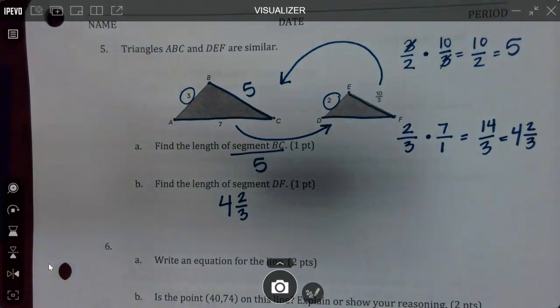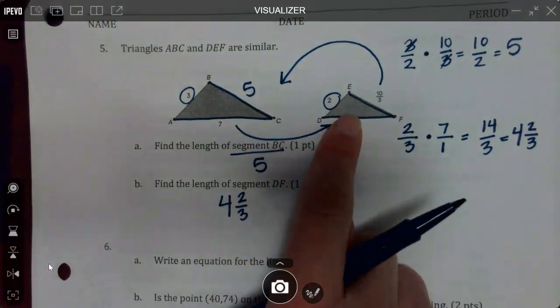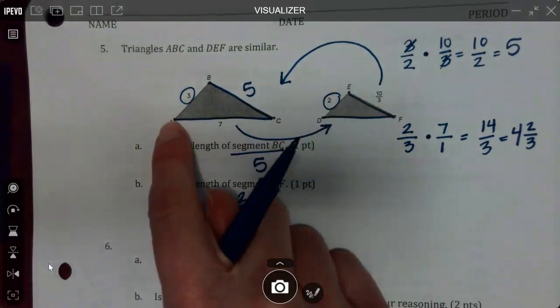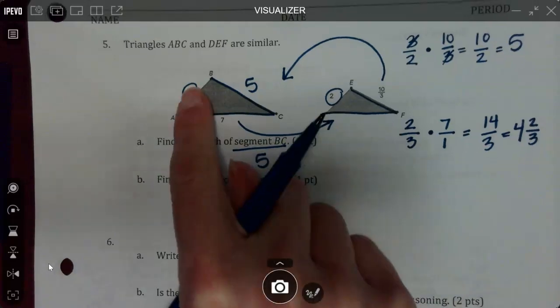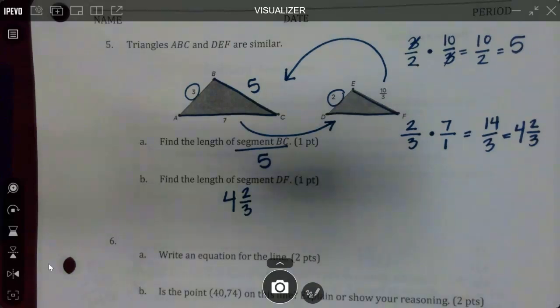Okay? But you got to make sure you're understanding, am I going from bigger to smaller shape? What does that do to my scale factor? Smaller to bigger shape, what does that do to my scale factor? And match up your sides. Corresponding sides are matching. Let me know if you have any questions.